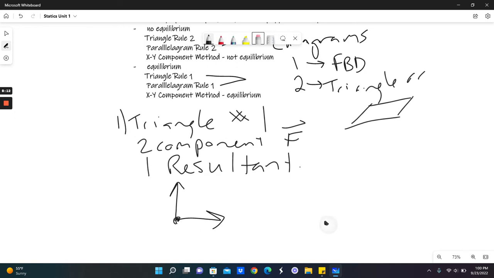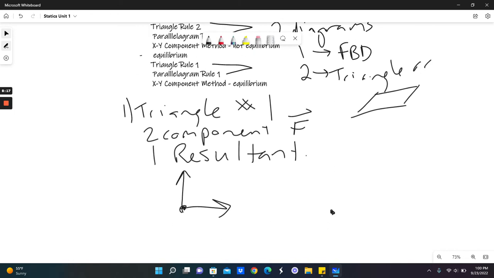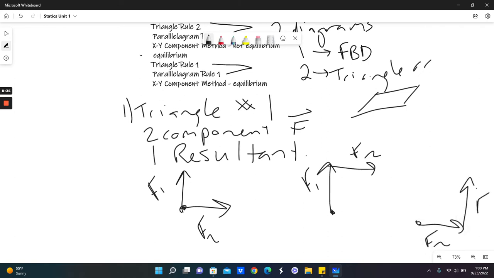For our triangle rule, we're going to start with either force. So let's say this is F1 and this is F2. I could go F1 and then F2, or I could go F2 and then F1, as long as I am connecting them head to tail, tail being the non-pointed end of the vector and head being the pointed end. So the direction, or the sense of direction, right?